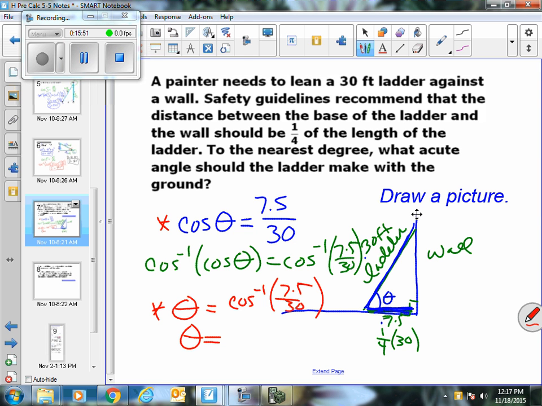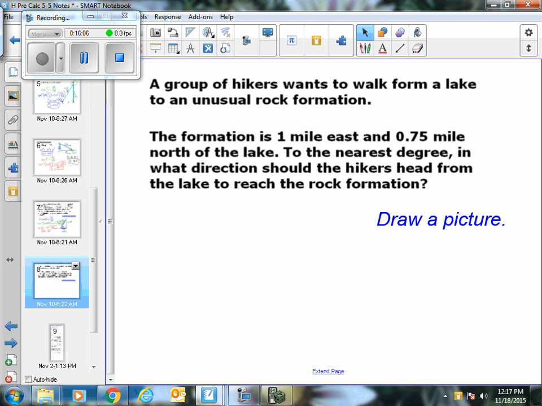So when we do our calculation, it would be about 76 degrees. So somewhere in that range is the safest way to lean a ladder up against the wall. So we're just, again, looking to draw a right triangle so we can use SOHCAHTOA. But today we're even finding angle measurements as well. Okay, let's take a look at this one.